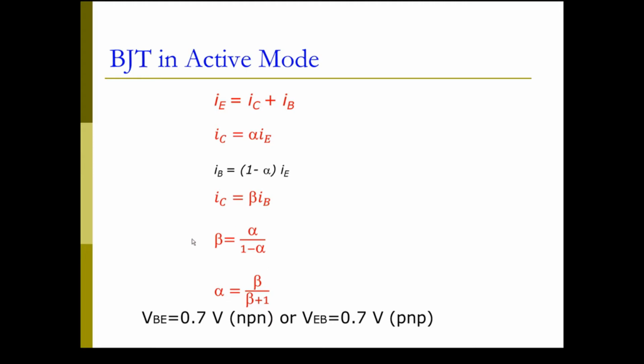The fifth equation tells us the relationship between alpha and beta, the same way as the last equation. For a typical silicon-based BJT, its VBE is approximately 0.7 volts, just the same as we described in the diode. So the VEB is also the same thing, 0.7 volts. That's the built-in potential, the voltage we need to apply from the base to emitter in order to cancel this built-in potential.